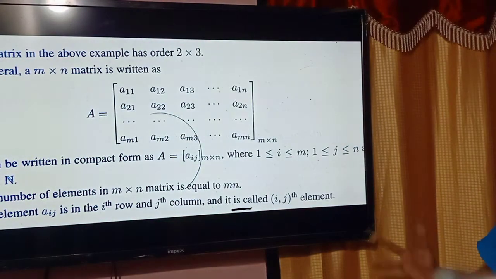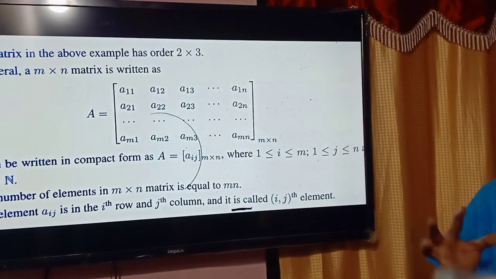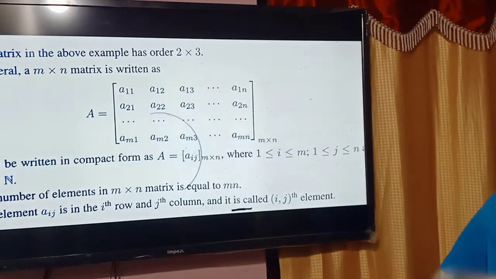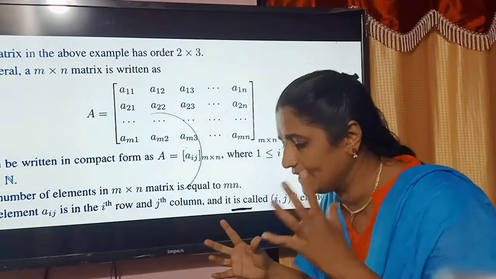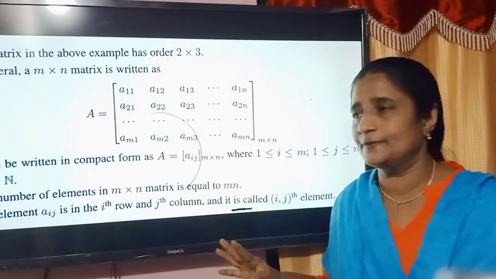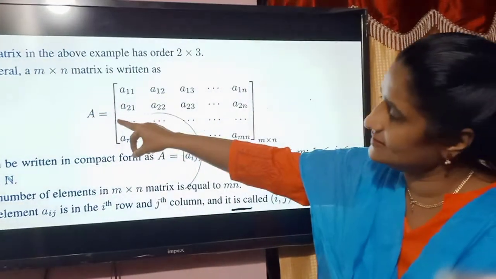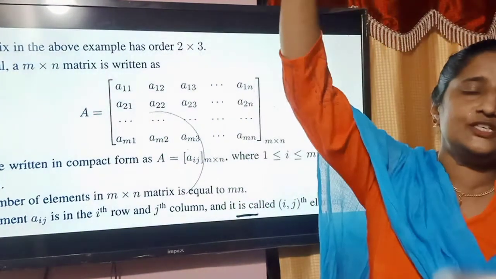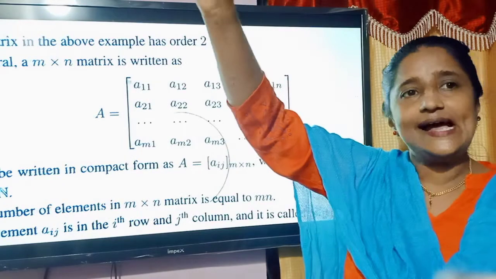Ready, clear? Now, let us consider the general form of an m by n matrix. What is the general form of an m by n matrix? Let us consider the matrix. The name of the matrix, as we already discussed, should always be denoted by a capital letter.